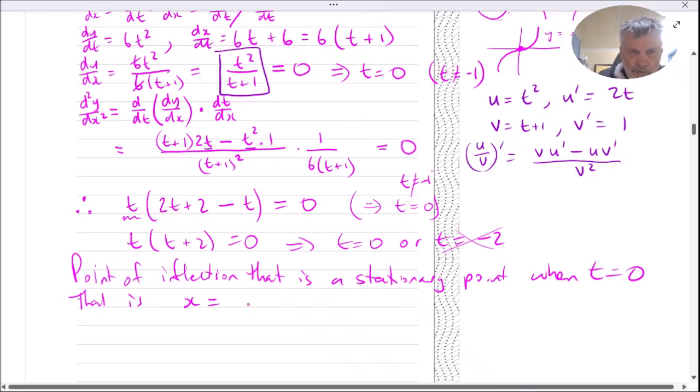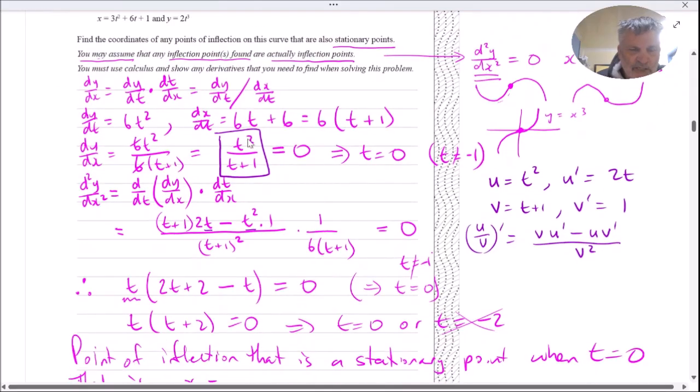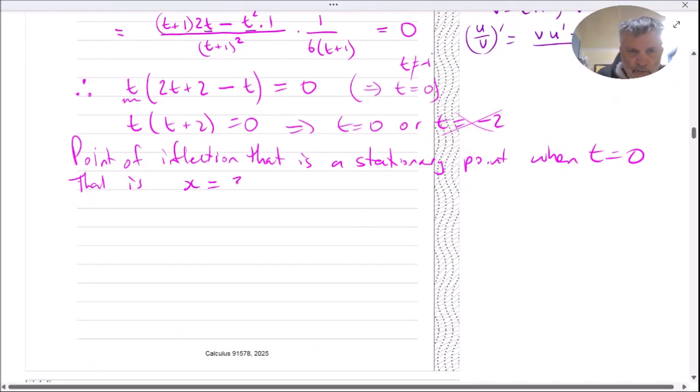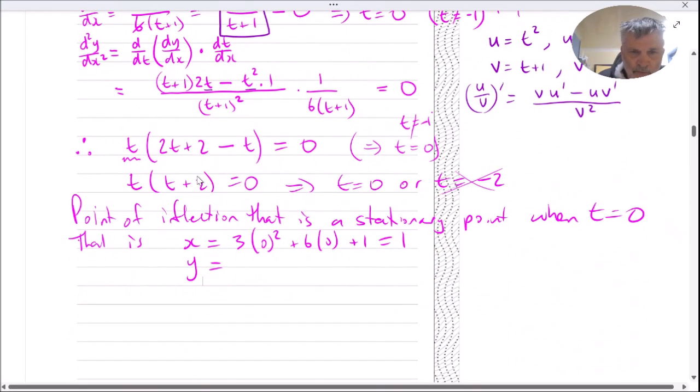x equal to 3t squared plus 6t plus 1, 3 times 0 squared plus 6 times 0 plus 1, which equals 1, and y equal to 2t cubed, 2 times 0 cubed, which equals 0. So this is our point.